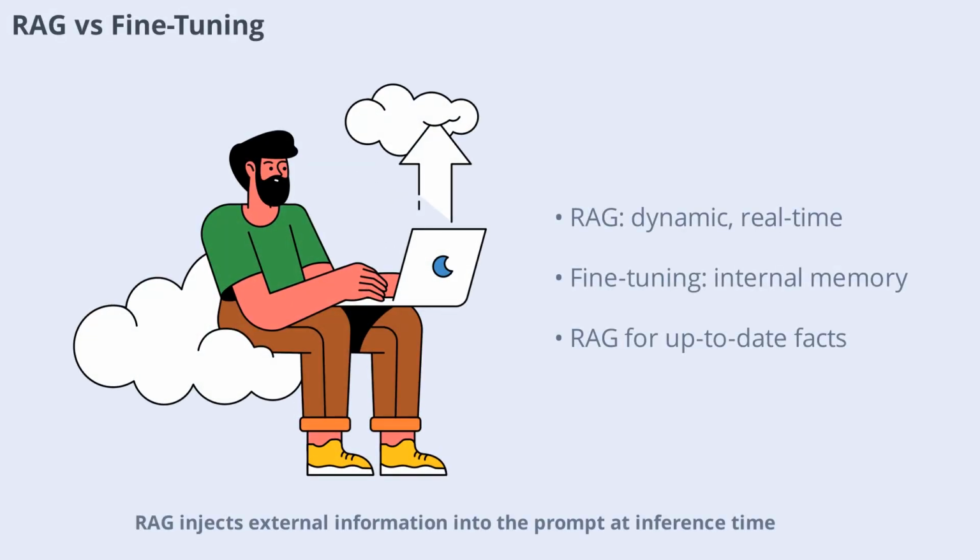RAG and fine-tuning are two distinct approaches. RAG injects external information into the prompt at inference time without changing model weights. It provides auditable citations and updates instantly as the database changes. Fine-tuning, on the other hand, adapts the model's internal memory by training on new data, which is ideal for style or vocabulary but is slower and less flexible for updating facts. For real-time accuracy, RAG is preferred.